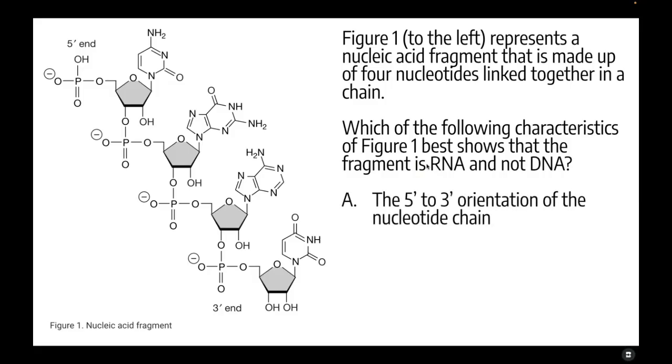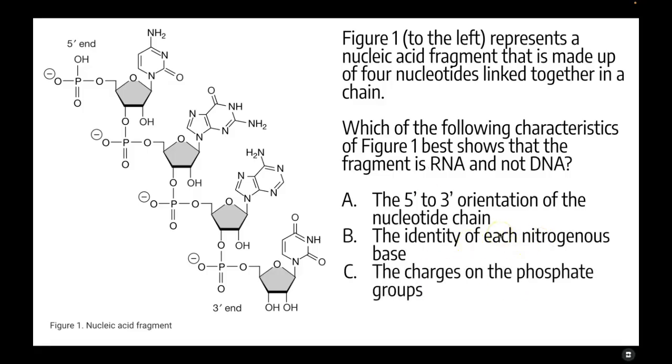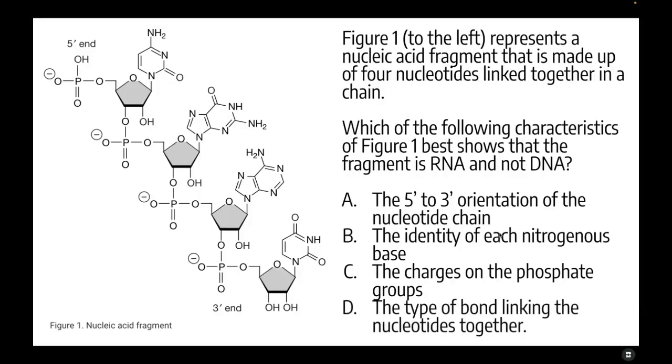So is it the directionality, the 5' to 3' orientation? Is it the identity of each nitrogenous base? Is it the charges on the phosphate groups, or is it the type of bond linking the nucleotides together? So what do you think the correct answer is? All right, and it is B, the identity of each nitrogenous base.